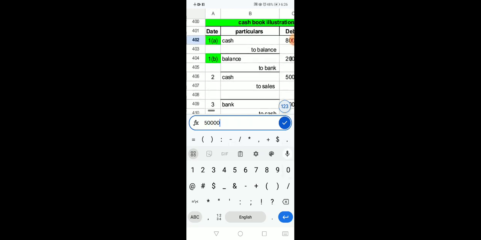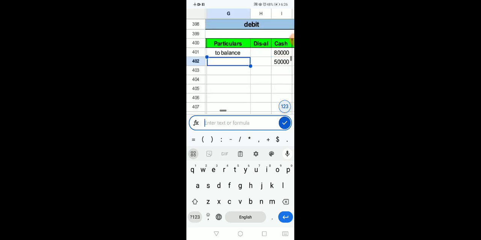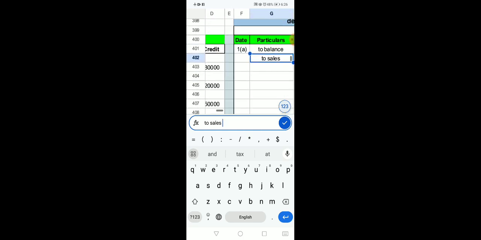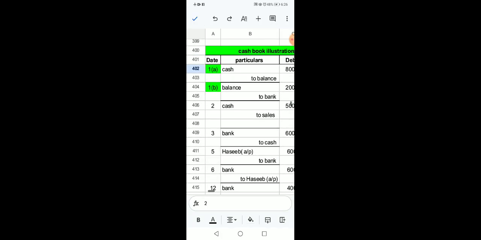And now see in second entry what is reference, that is to sale. Whatever is written on the opposite side, you will use it as reference. Opposite side means cash was debit. So what was written on credit side? To sales. So to sales is being used as a reference. What is date? That is 2. So you will be writing 2 in date column. In second entry, there was only one element, which was cash, and now has been posted, means entry is completed. Mark it as it has been done.